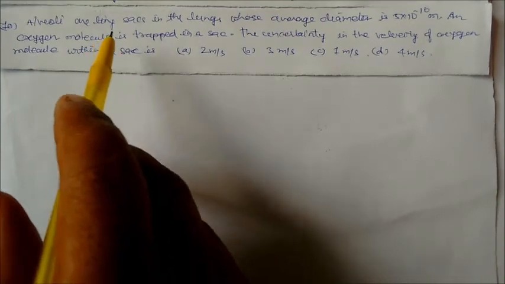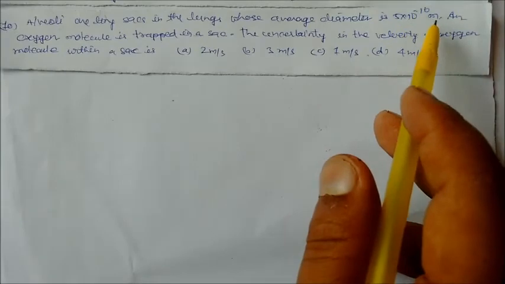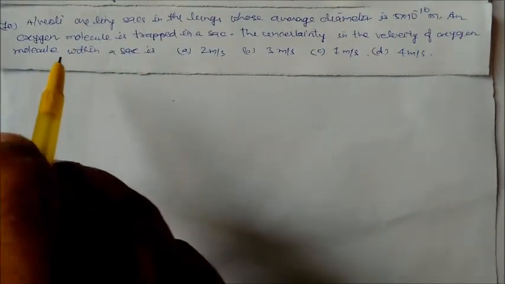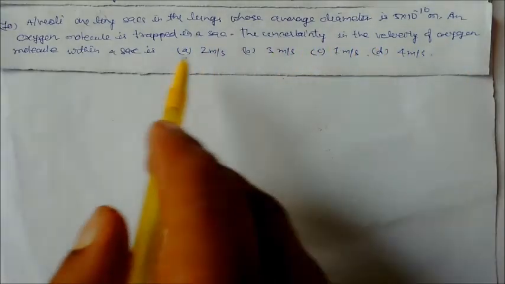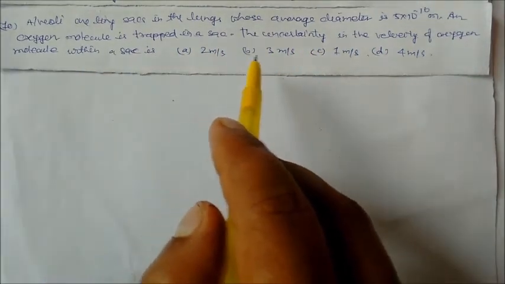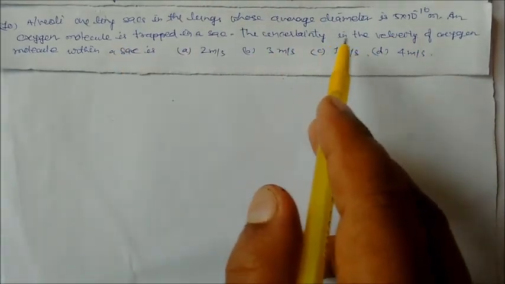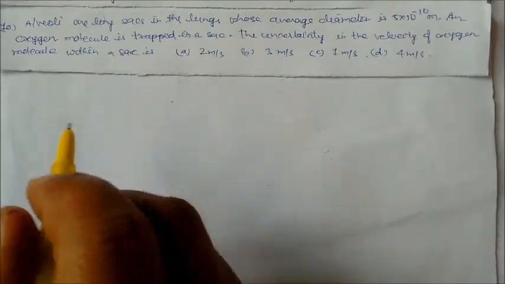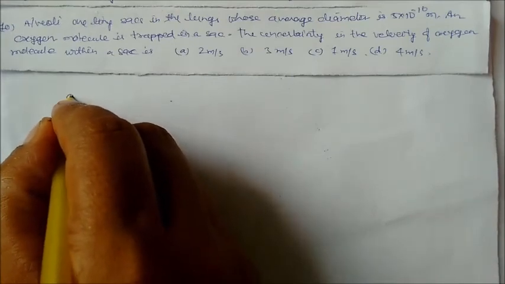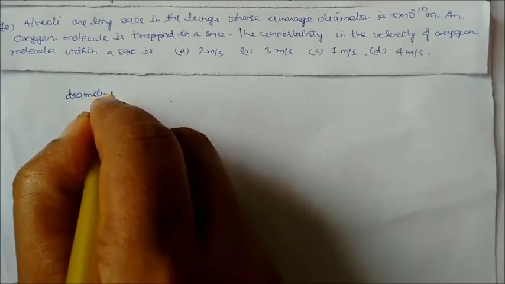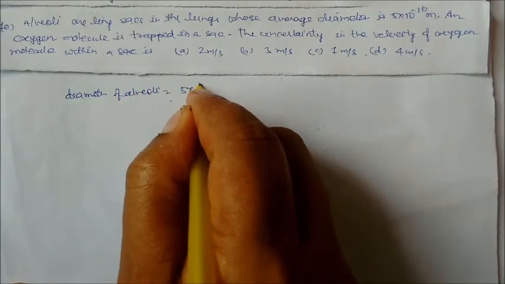Alveoli are tiny sacs in the lungs whose average diameter is 5 into 10 power minus 10 meter. An oxygen molecule is trapped in a sac. The uncertainty in the velocity of the oxygen molecule within the sac is, so here we have been given 4 values. We have to find which value is nearest to the uncertainty in the speed of the oxygen molecule within the sac. First we have to find the position: the diameter of the alveoli is 5 into 10 power minus 10 meter.